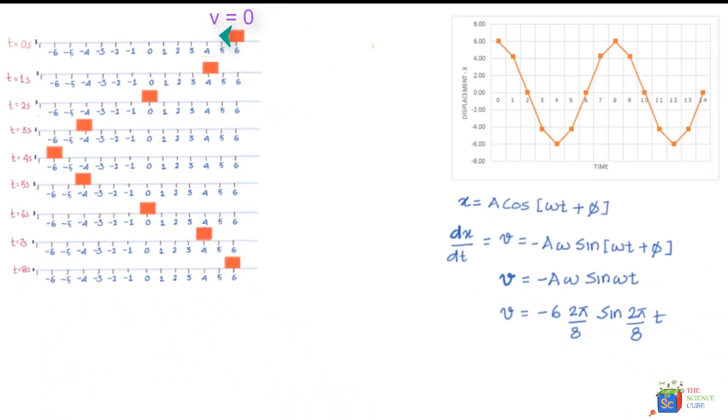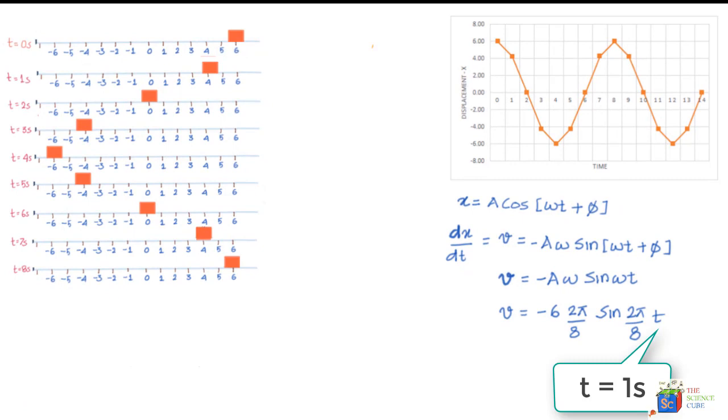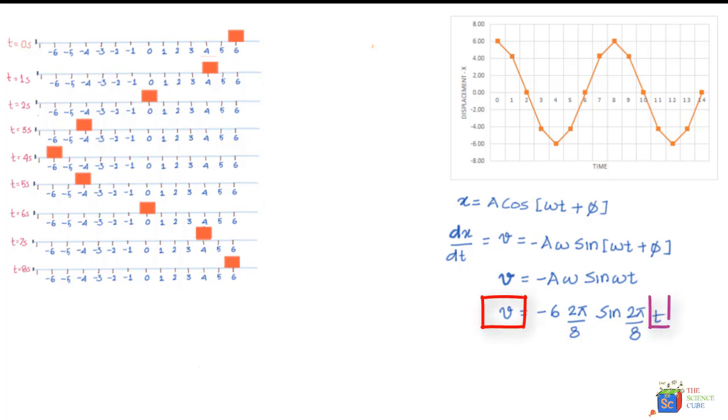If you put t equal to 1 second, you will get minus 6 into 2 pi upon 8 into sine of 2 pi upon 8, and this comes to minus 3.33 meters per second. And you can see that as time elapses, as the mass starts moving to the left, its velocity increases, because the spring is causing the acceleration towards the equilibrium position. I've already tabulated the various velocities at various times, and this is what I got.